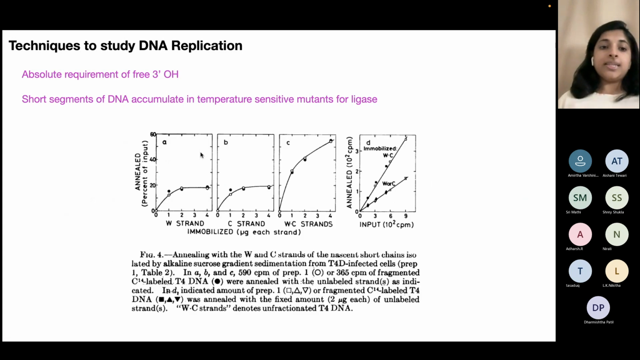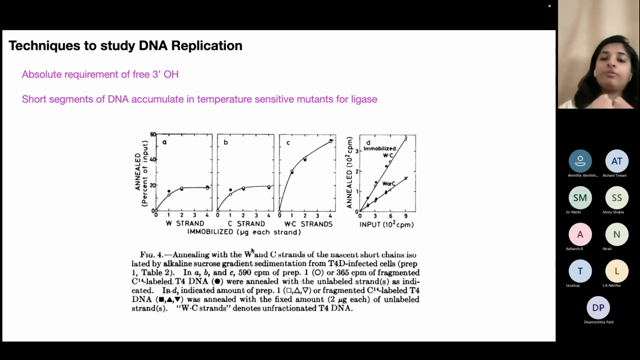What they did was label the newly synthesized strands with a heavier isotope of carbon or a heavier isotope of hydrogen. That is basically just to visualize it. So these will be radioactive, and you can visualize these strands by autoradiography. Otherwise, in those days, DNA visualization was difficult.